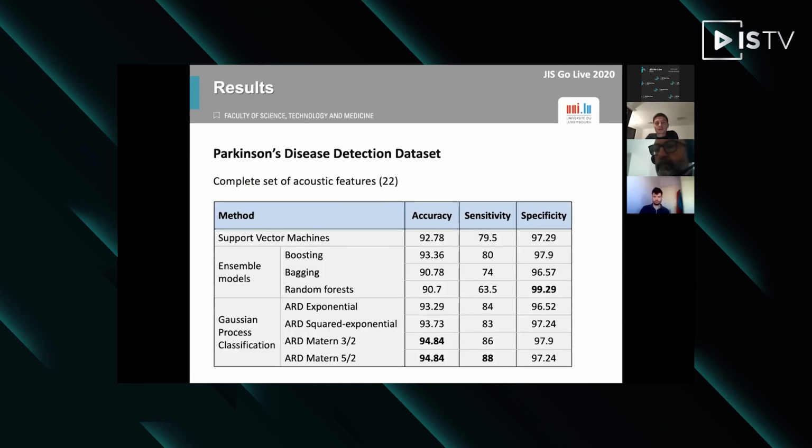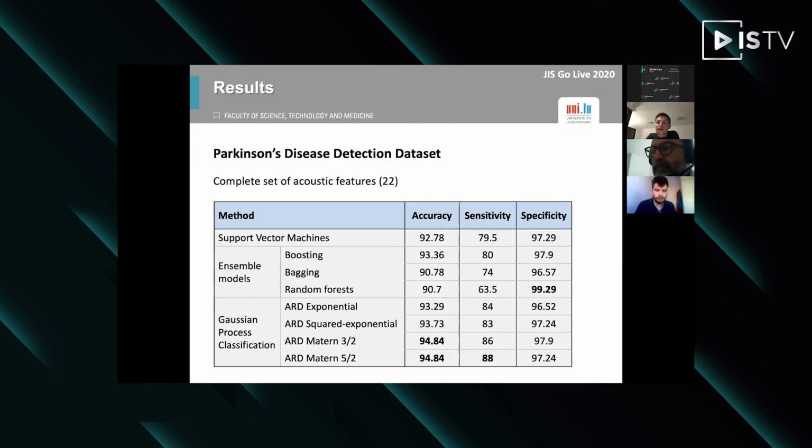So the first results are given here for the task of identifying Parkinson's disease from the Parkinson's disease detection dataset. And the first results are presented using the complete set of acoustic features, which contains 22 features in total. As mentioned before, we were using Gaussian processes with different kernels, but also as baseline models, we were using support vector machines and various ensemble models such as boosting, bagging, and random forests. And for measuring the performance, we were using the accuracy, which is simply the ratio between the number of correct classifications and the total number of classifications.